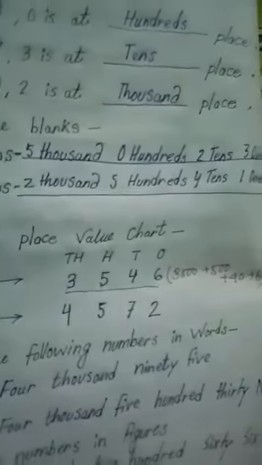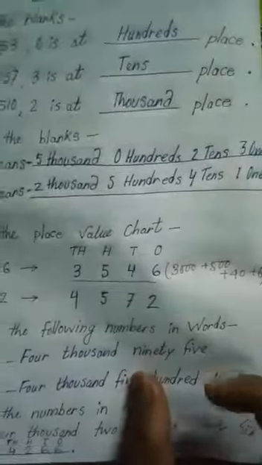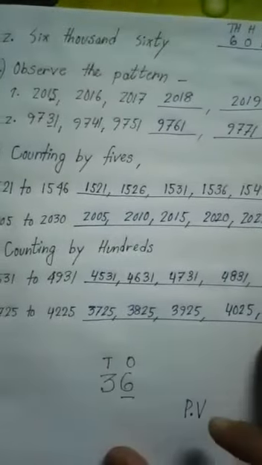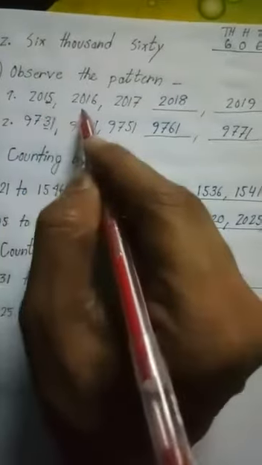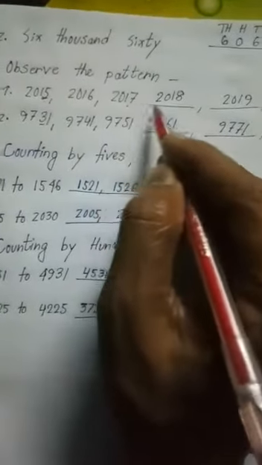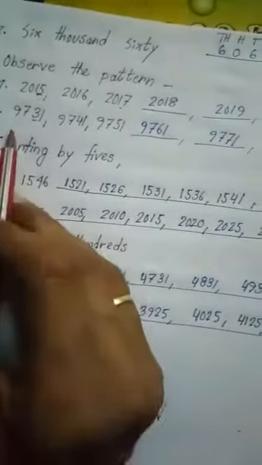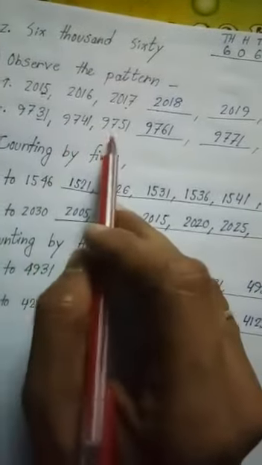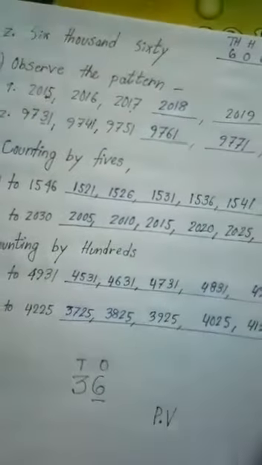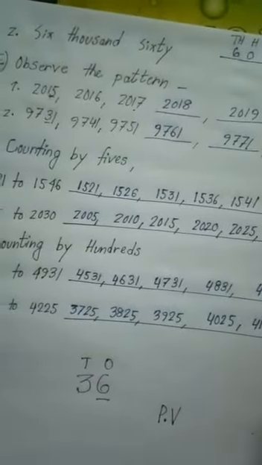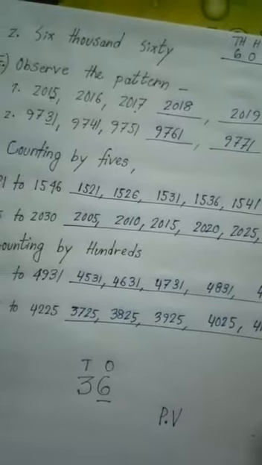Now whatever questions are already done, where a spelling is given or the number is given, you just practice it. You already know how to do that. The pattern 2015, 2016, 2017, then 2018 in the sixth pattern is going on. 9731, 9741, 9751, 9761, 9771. 10 will be increasing. Now counting by 5.